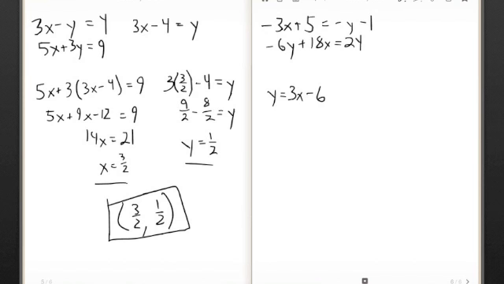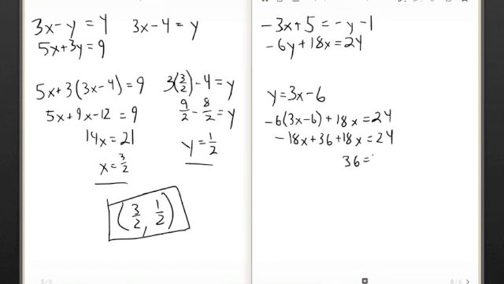So now let's put that into the other equation. Negative 6 times a y of 3x minus 6 plus 18x equals 24. We'll get negative 18x plus 36 plus 18x equals 24. Negative 18x plus 18x is 0, so we're left with 36 equals 24. And right away that should jump out to you as impossible. Two different numbers, and we have an equal sign here. So how did that happen?